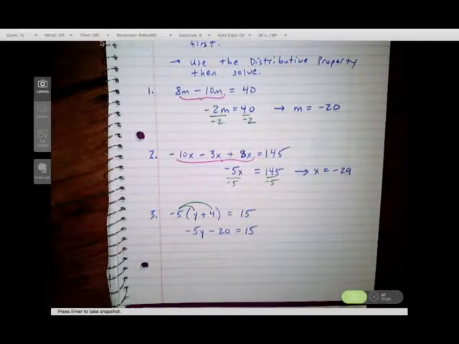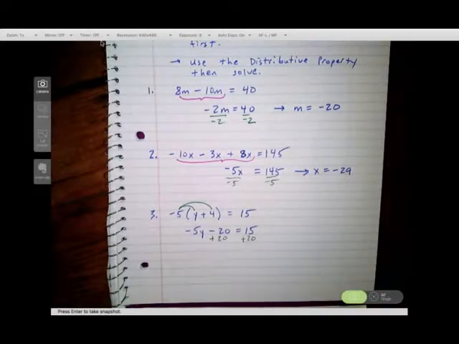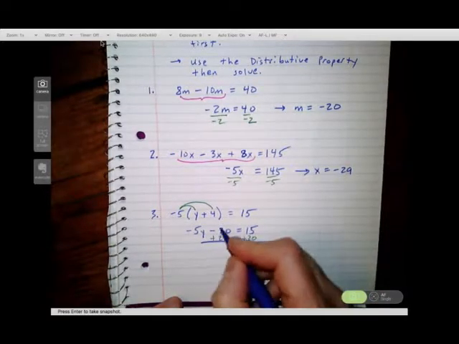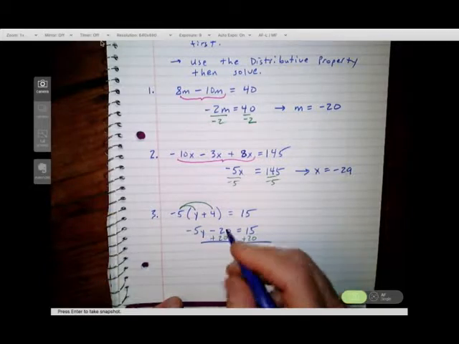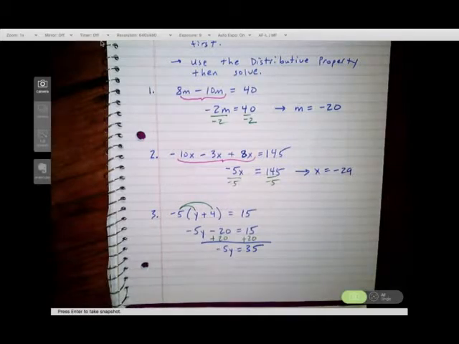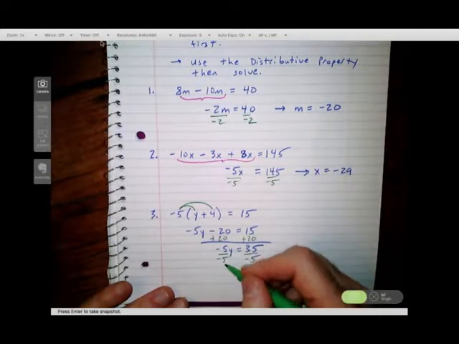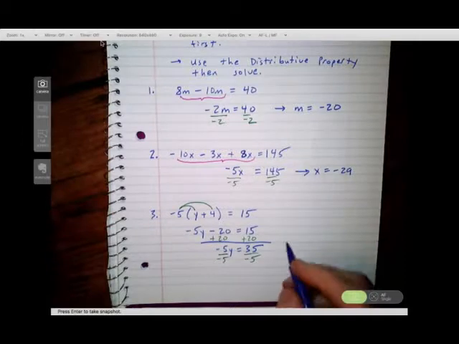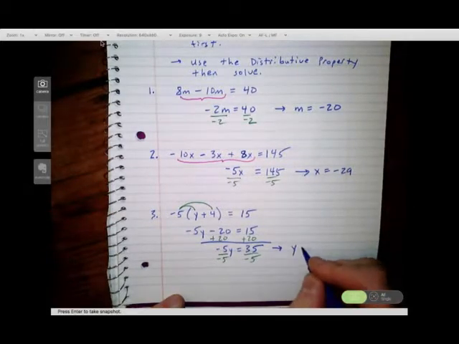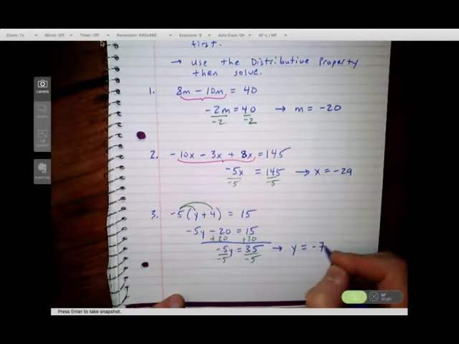Now we'll just solve it like we've been doing. Undo the subtraction first by adding 20 to both sides. Negative 20 plus 20 makes nothing, so you're left with negative 5y equal to 35. Then we will divide both sides by negative 5 to get our answer. Negative 5 divided by negative 5 is 1, so we have 1y on the left side. 35 divided by negative 5 is negative 7.